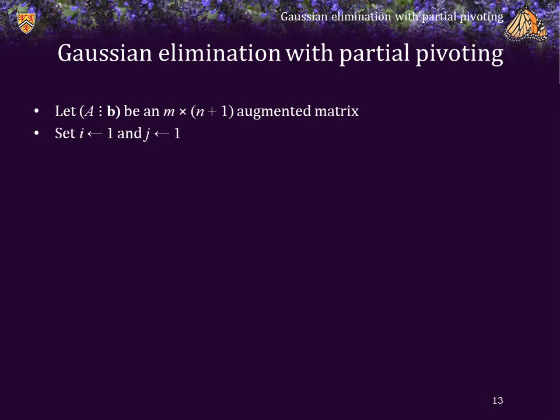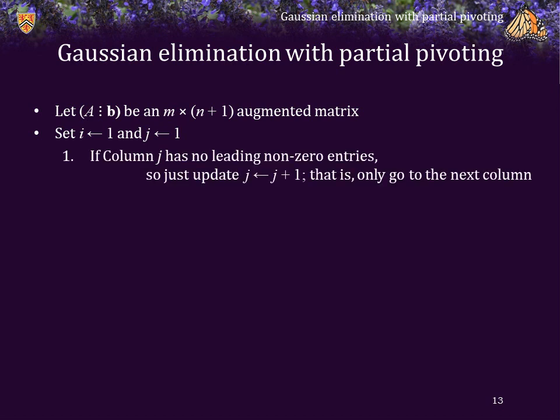Recall the left arrow means we are assigning, in this case, the indices I and j initially the value 1 each. We will update these indices throughout this algorithm. Now, we check column J. If column J has no leading non-zero entries, all we do is update J by incrementing it by 1. That is, all we're going to do is move on to the next column.